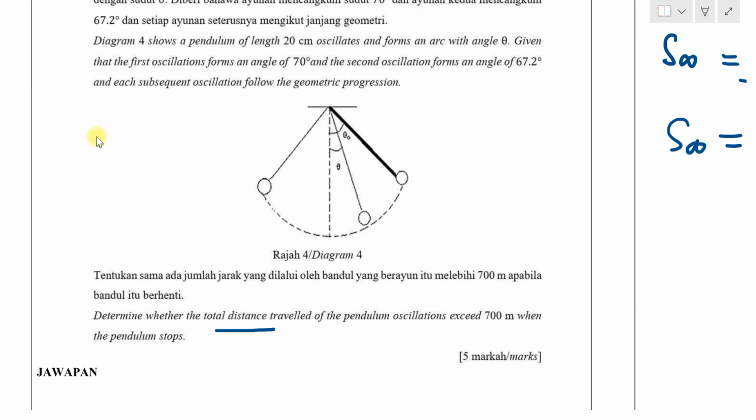Okay, anyway, first let's see what the common ratio is. The common ratio, the first one is this, second one is this. So T2 over T1, 67.2 over 70, let's see how much it comes. It comes to 0.96.